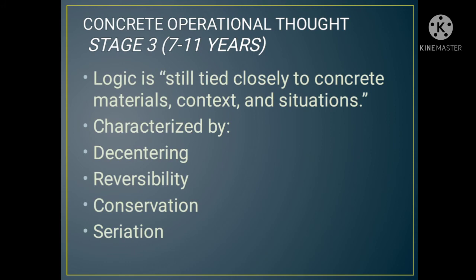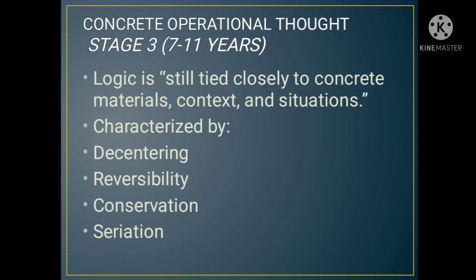Okay, next, reversibility. What is reversibility? Reversibility is the ability to follow certain operations in reverse. For example, a child might be able to recognize that his or her dog is a Labrador, that a Labrador is a dog, and that a dog is an animal. So reversibility belongs to the operational thought.